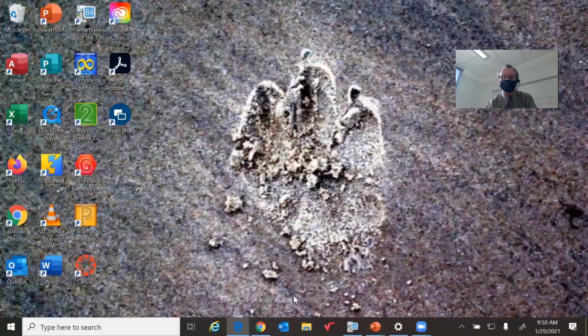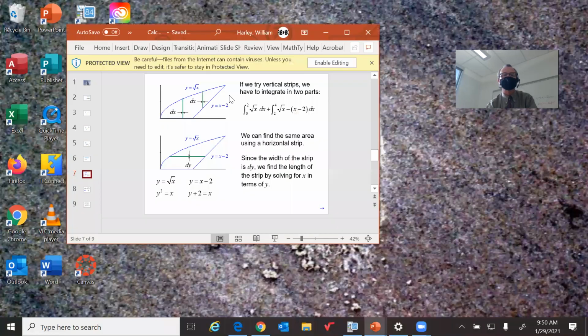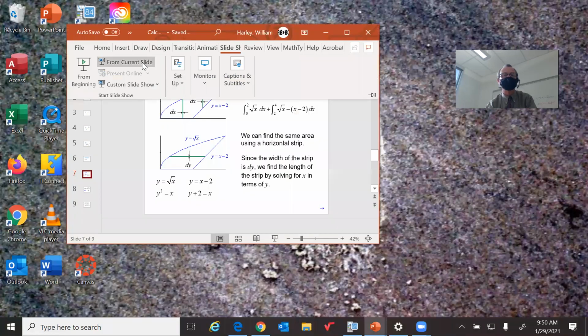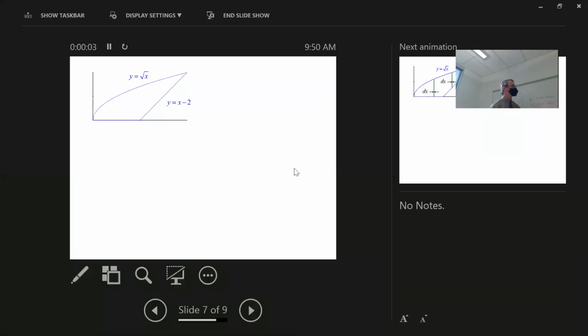So this is 7.2 beta. Same problem in the book. Just the gray, it looks a little better in the book because they have the areas in two different colors.